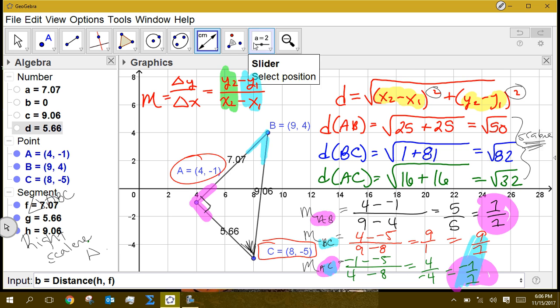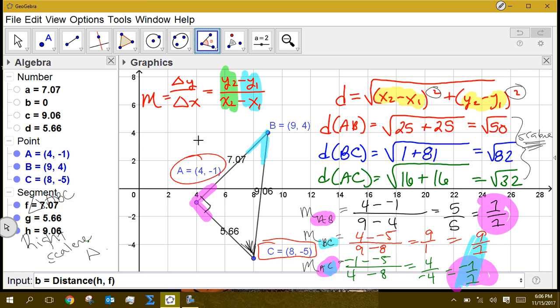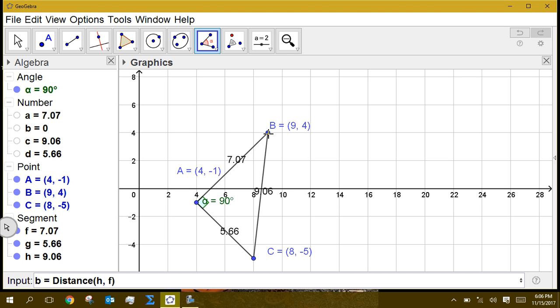The other thing is that we can click on the distance tool and go to angle. And now I'm going to ask it to find the angle right here at A, and hopefully prove to us that this is a right triangle. Just clean things up a little bit here. If I do this, it does show me that that's 90 degrees. Okay, so again, a visual proof, algebraic proof that the work we did was correct.